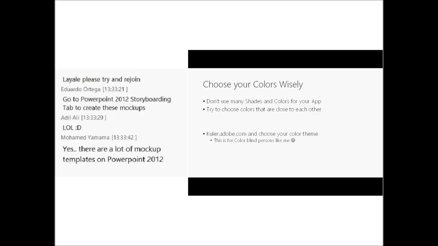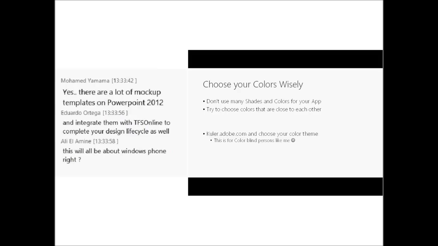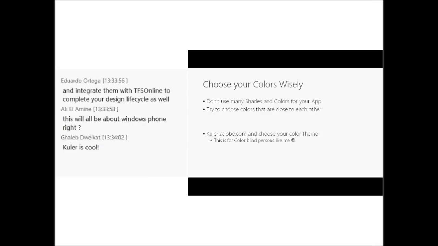So I found a very useful tool I decided to share with you. It's called color.adobe.com. It's an amazing online web interface. All you need is, for example, to say my application theme would be blue. Once you say blue, it will give you all the different component colors that you can use in designing your Windows Phone application as quickly as possible.